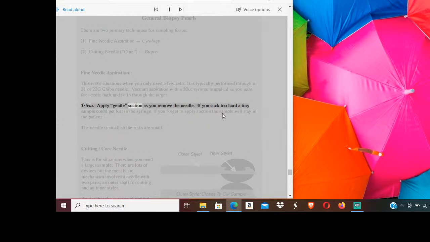Trivia, apply gentle suction as you remove the needle. If you suck too hard, a tiny sample could get lost in the syringe. If you forget to apply suction, the sample will stay in the patient. The needle is small, so the risks are small.